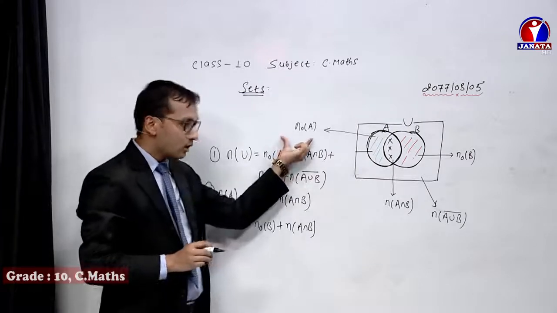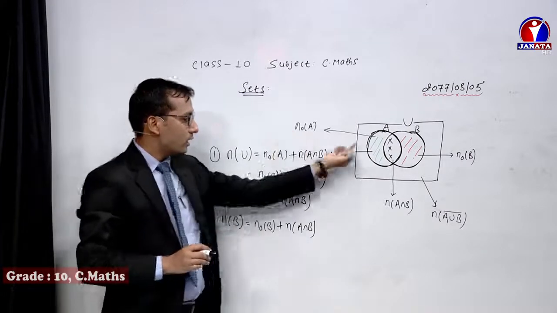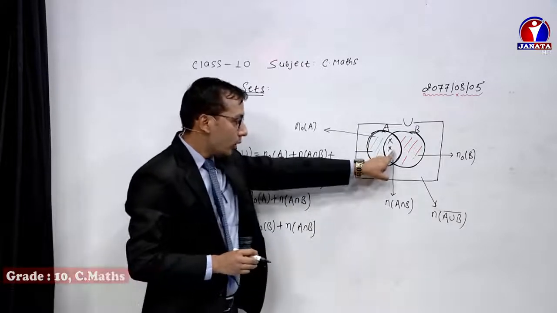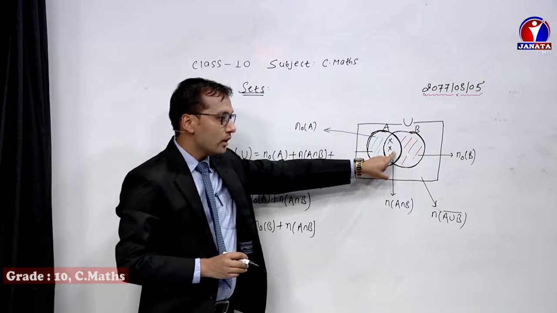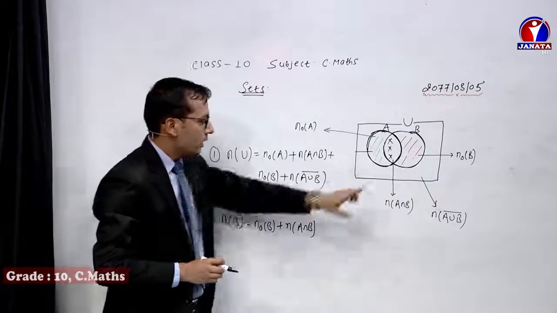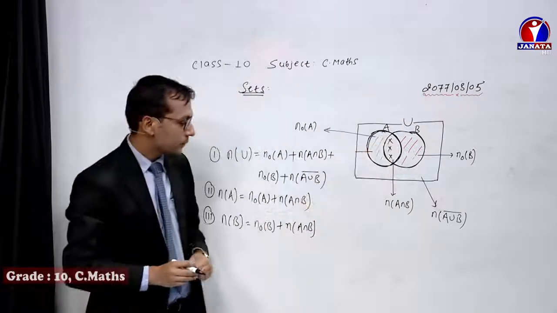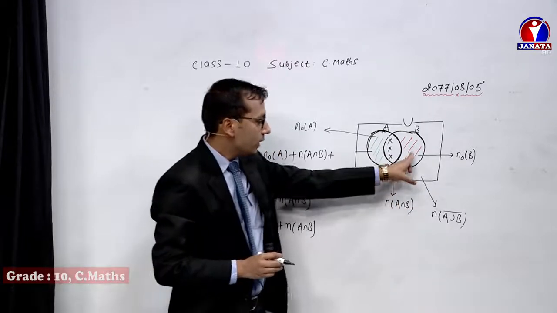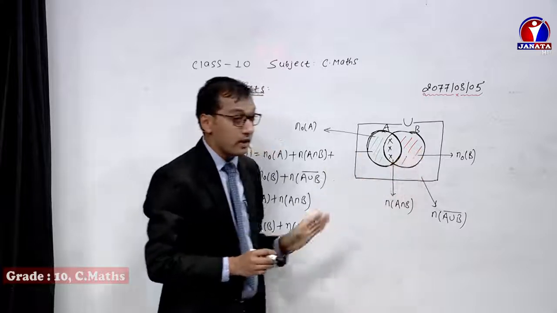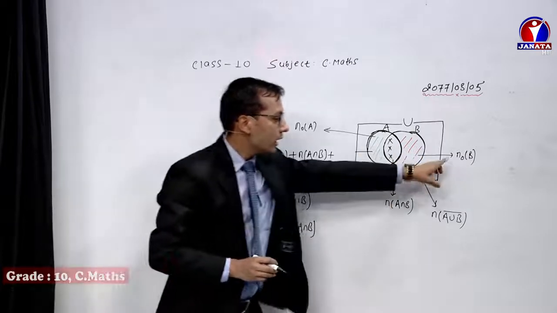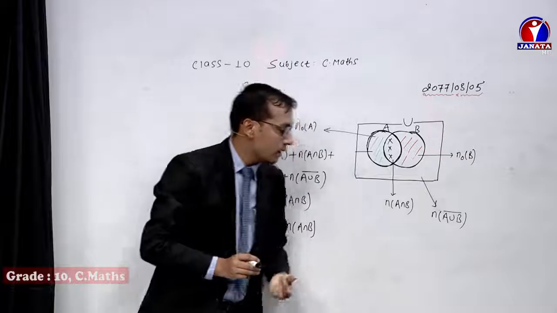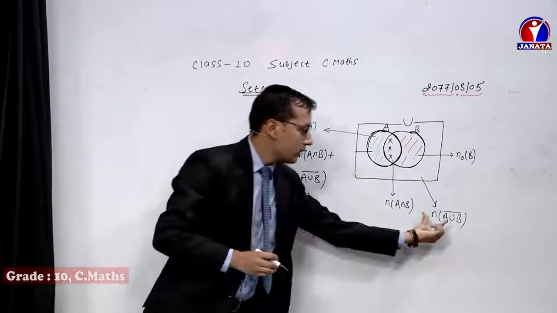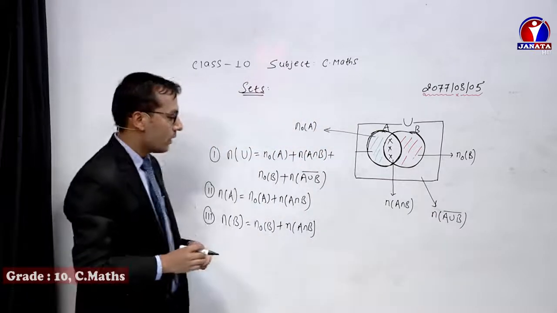I have written here n only A, the first region. This region belongs to only A. The middle one is the common region of two subsets A and B, and its set notation is n of A intersection B. Similarly, the third one is B difference A, and this is called n only B, and the last one is A union B complement.